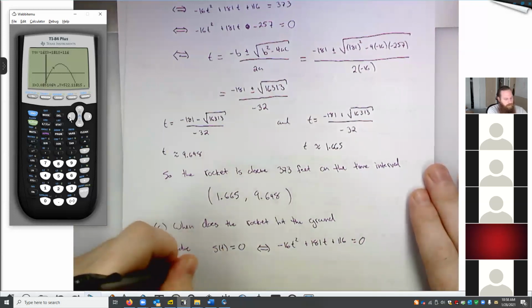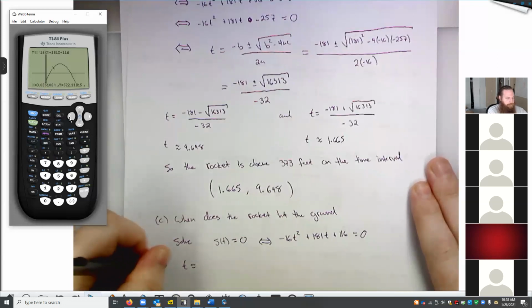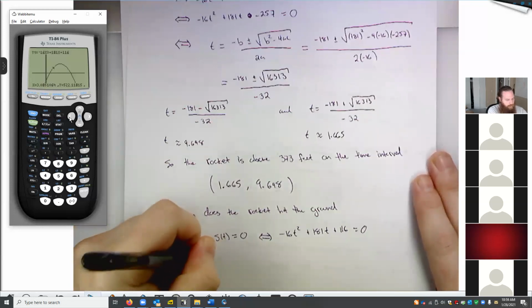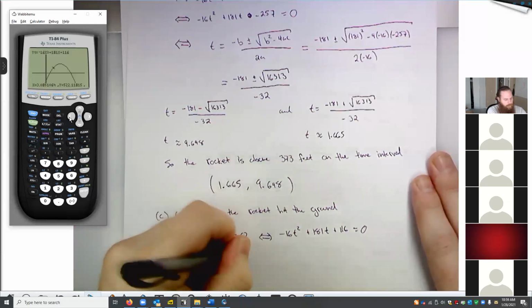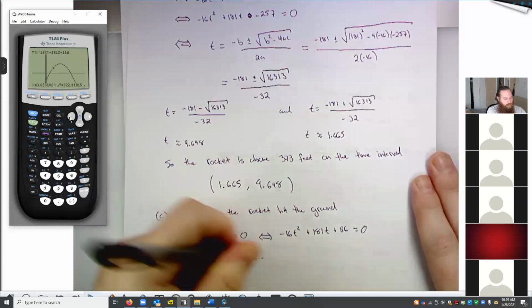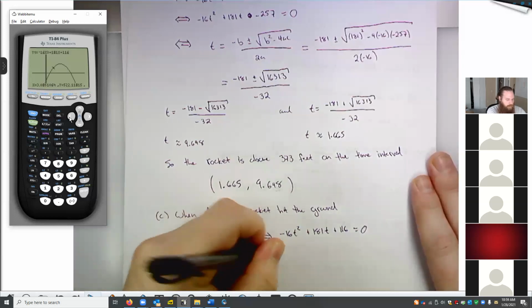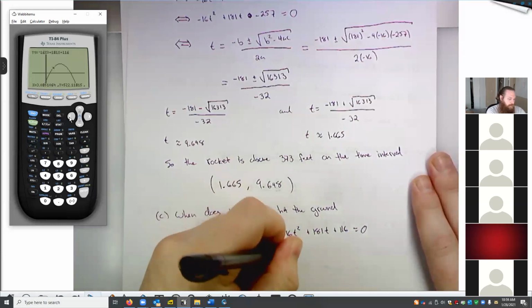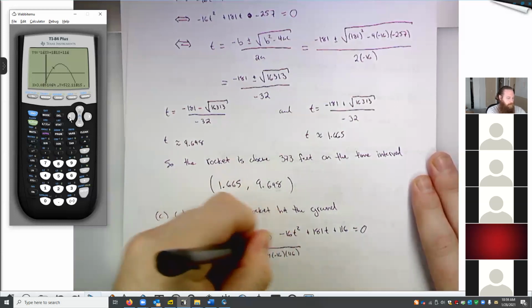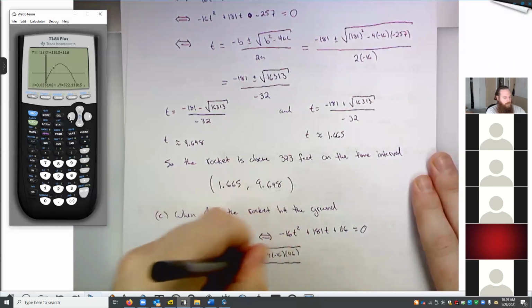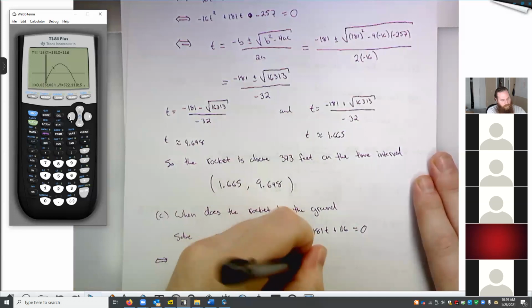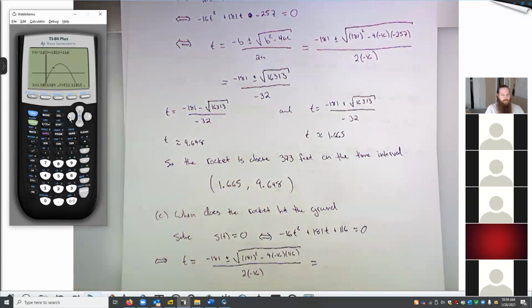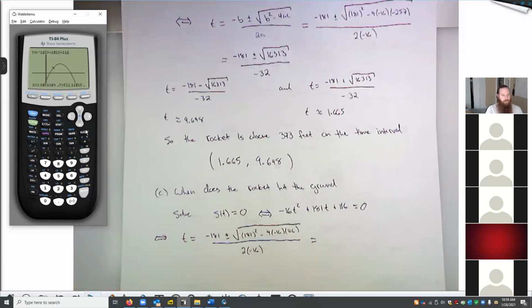But this would be, again, a quadratic formula thing. So we'd have negative 181 plus and minus the square root of 181 squared minus 4 times negative 16 times 116, all over 2 times negative 16. And again, here I would just break this down into pieces. So let's compute the discriminant first, right? This way you don't make mistakes and you can check your work.